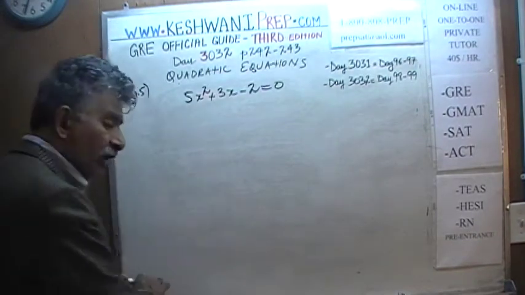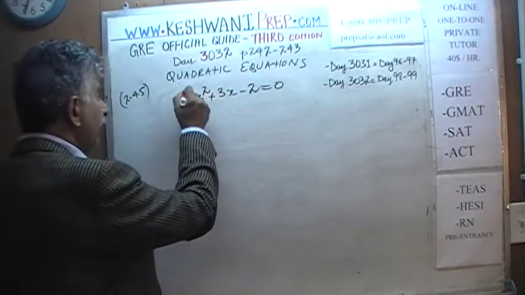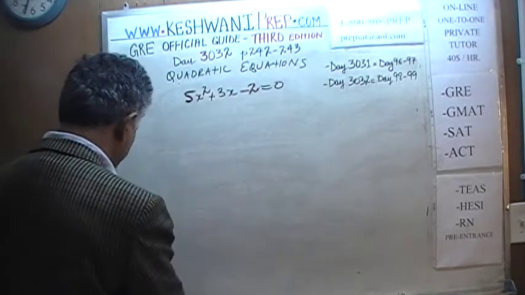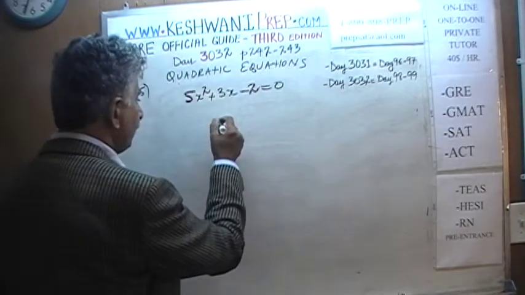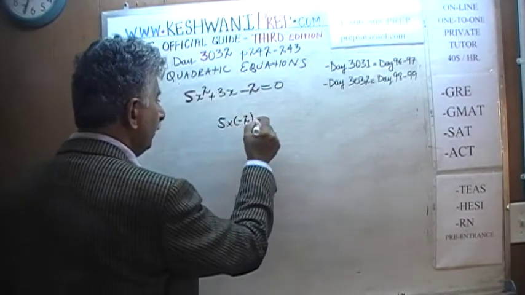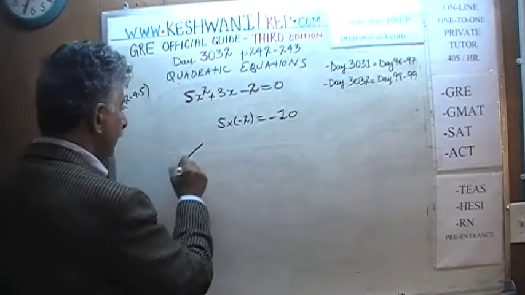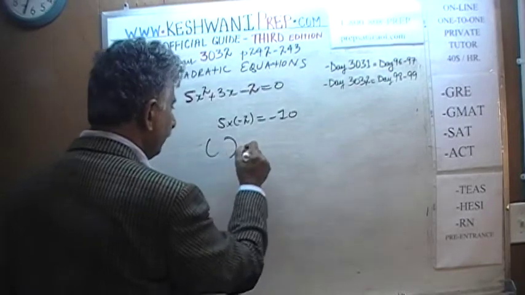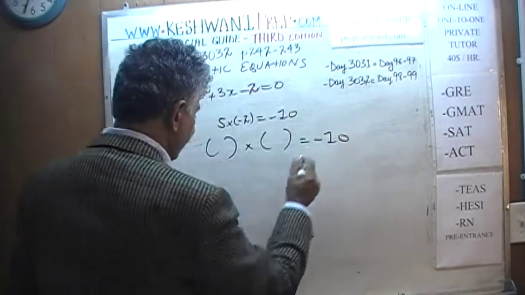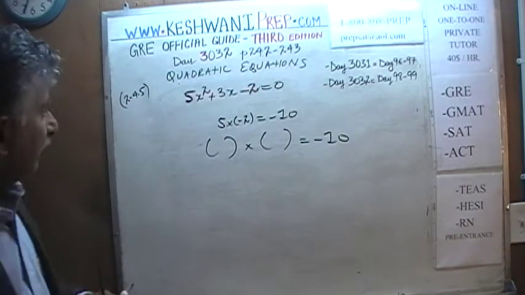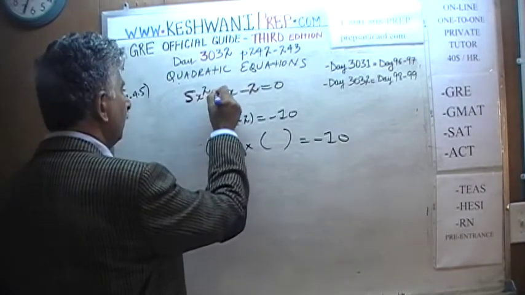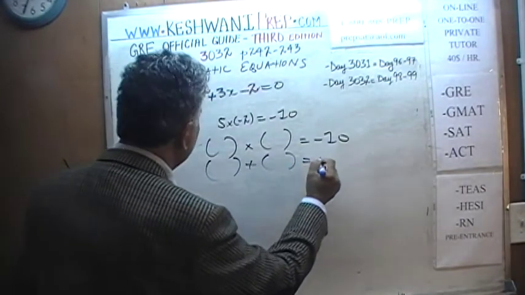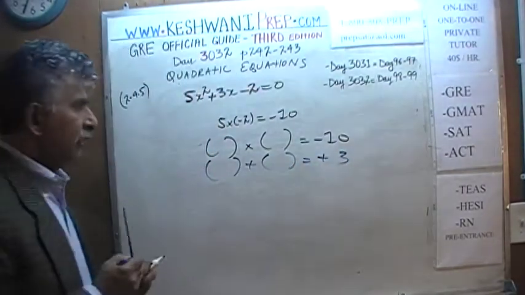So here, we're looking for a magic number whose product has to be equal to 5 times negative 2, which is negative 10. We're looking for two numbers whose product has to be equal to negative 10 and whose sum has to equal positive 3. Can you think of two such numbers?